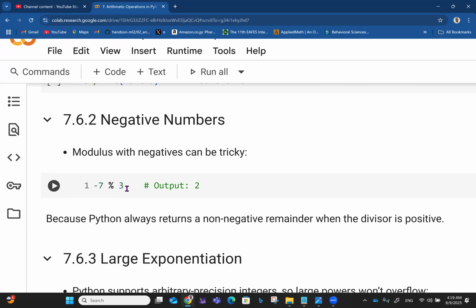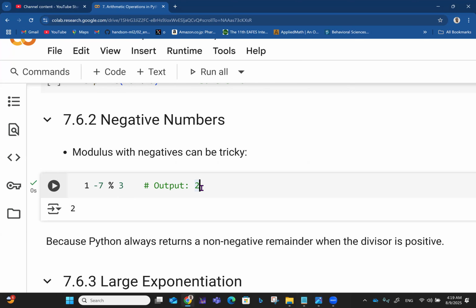Now this is really tricky. So -7 modulo 3 is actually 2. And the reason is Python always returns a non-negative remainder when the divisor is positive. But why is it 2? That's the question that needs to be answered. Normally, if there was no negative, 3 goes in 7 2 times, and we have 1 remaining, and that 1 is what we should have. But here now we have 3 going in -7. So why do we have 2 as the result?